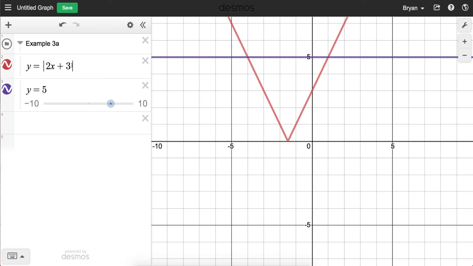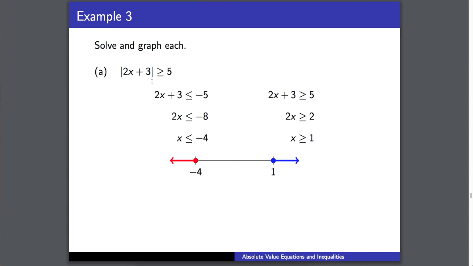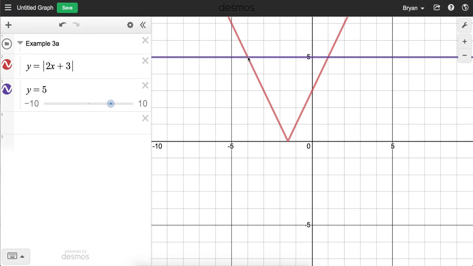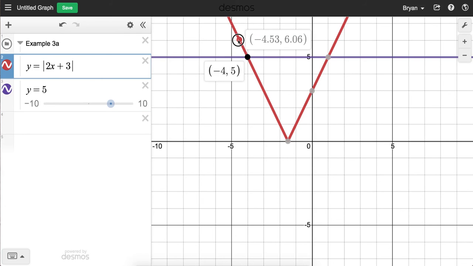In red, again, is the absolute value of 2x plus 3. In purple is y equals 5, the right-hand side. And what this is asking is, where is the graph of the absolute value at or above the graph of the horizontal line? So we notice that the red graph is at or above the purple line for values of x that are less than -4, such as -4.53. And it's also at or above the purple horizontal line for values of x that are 1 or higher, such as 1.43. So anything between the -4 and the +1 is below that graph, so we would not want to include that.